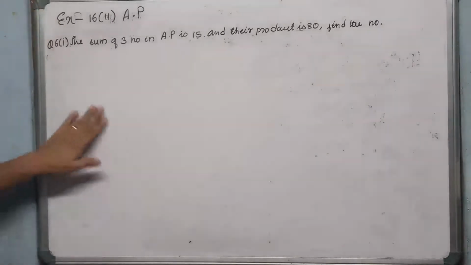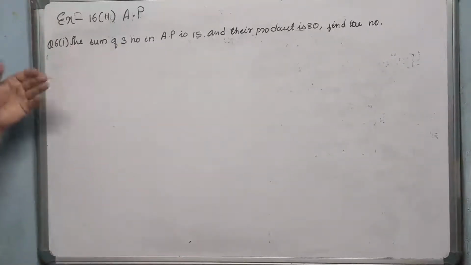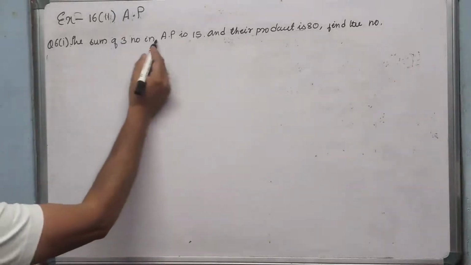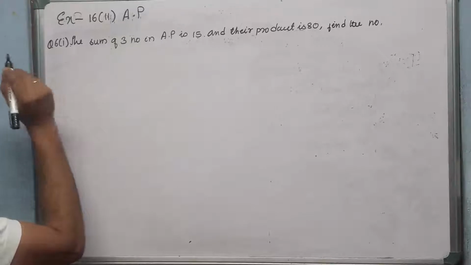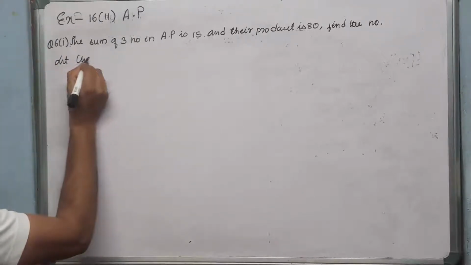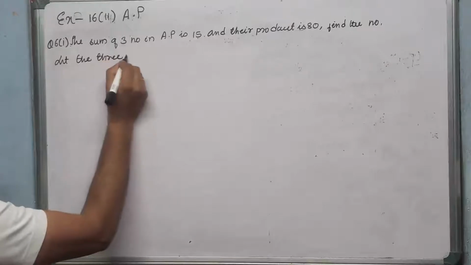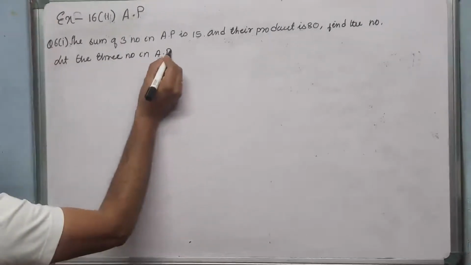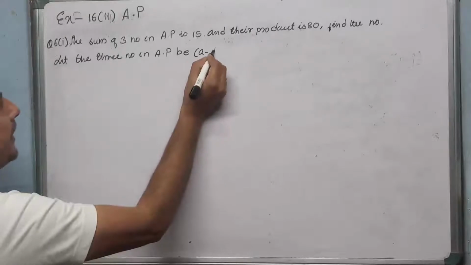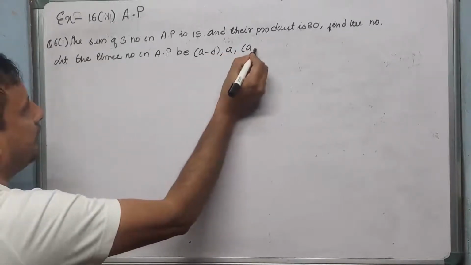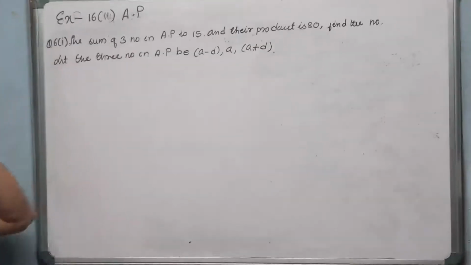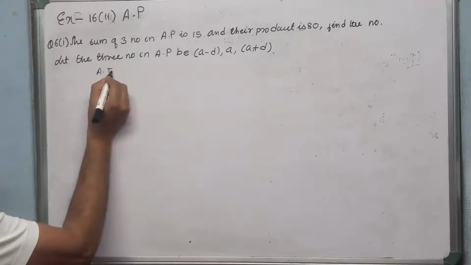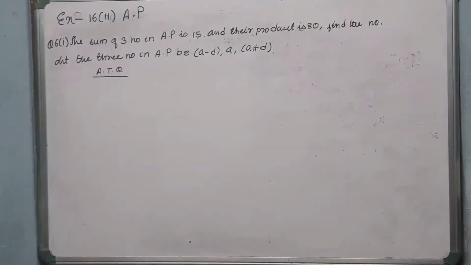I've already discussed in the first video that any 3 numbers in AP can be taken as a minus d, a, a plus d. The sum of the 3 numbers in AP is 15 and their product is 80, so first of all I'll consider the 3 numbers in AP. Let the 3 numbers in AP be a minus d, a, a plus d. These are the 3 numbers in AP that you have to consider. Then according to the question, ATQ, I'll write in short form.